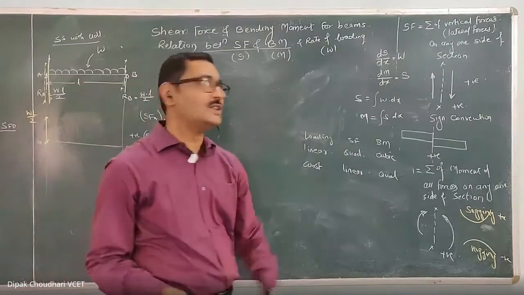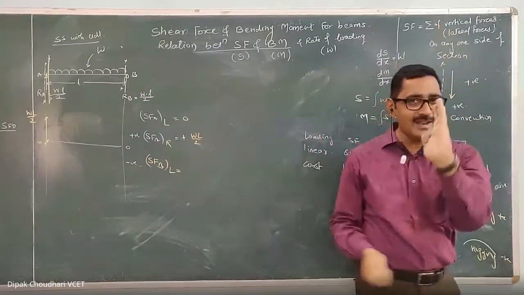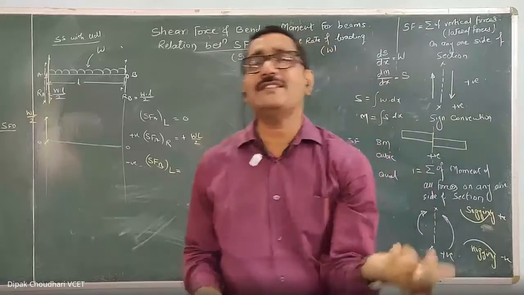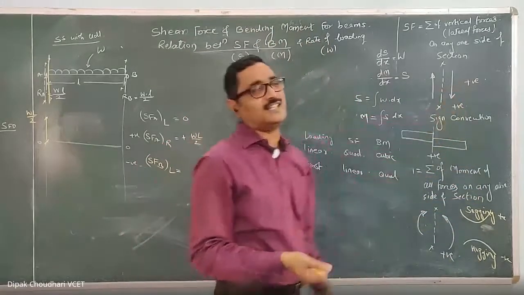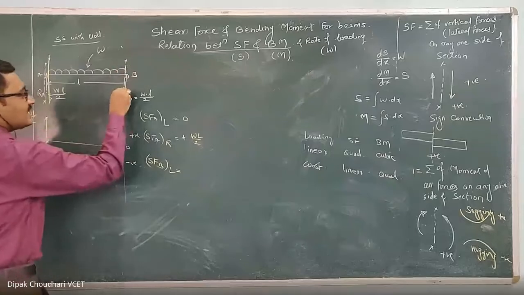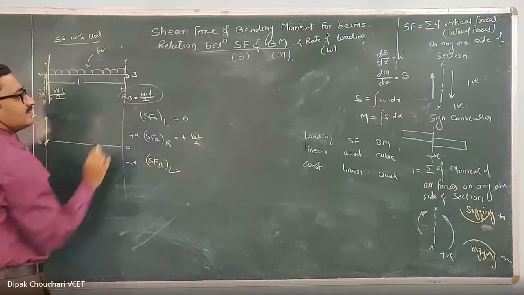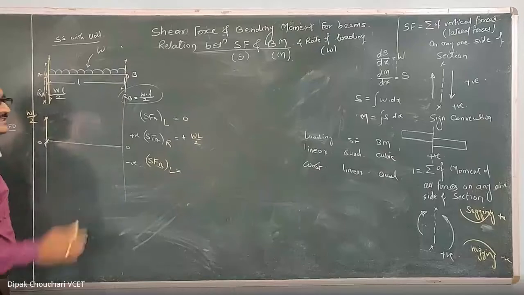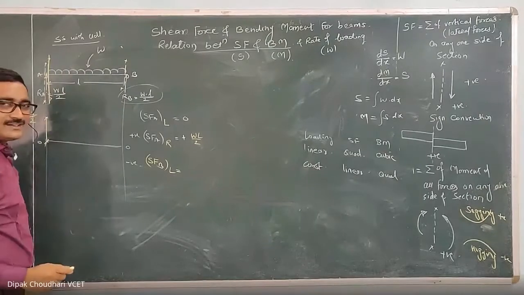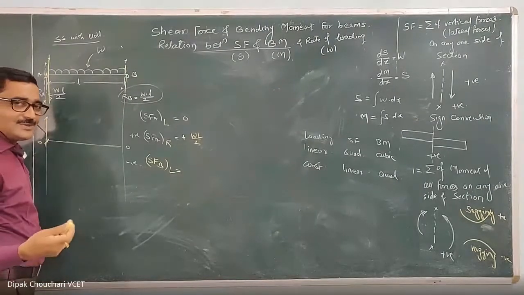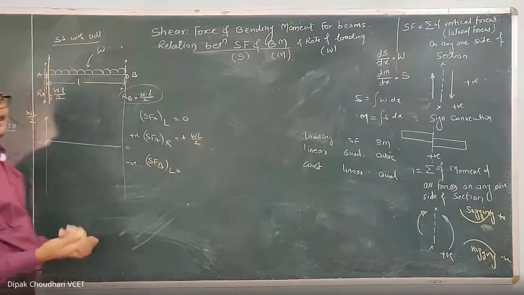Whenever I ask you what is the shear force, you just tell me that at the section, take the summation of vertical forces on either one side, using this sign convention. Now on this section, on the right side there is only one force. I will not sum the left-hand side forces because more forces are there. I consider the summation of the forces which is easy to calculate.